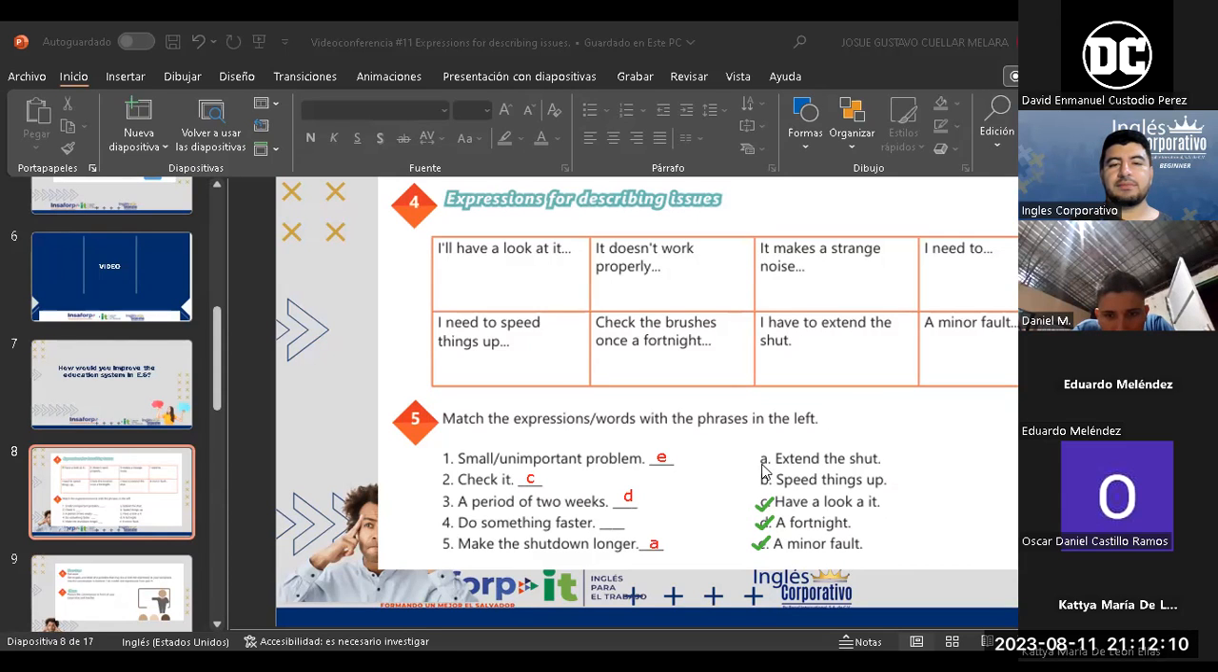Okay, David, number four, practically it is letter what? Difficult answer, teacher. Number four. Yeah, I know. Do something faster. It's B, speed things up. Yeah, that's it. It's un verbo compuesto. Speed up, cuando decimos speed up es acelerar. Es como aumentar velocidad. So speed things up es como apresurar las cosas, ¿verdad? Como acelerar. Okay, that's it. Thank you. Well, we finished this and let's move to the other part.